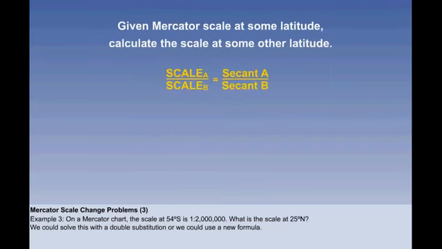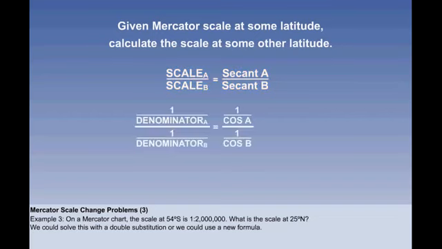The basic relationship is that scale at latitude A over scale at latitude B equals secant A over secant B. However, scale, or representative fraction, is 1 over denominator, and secant is 1 over cos. With a little rearrangement, we get denominator A over denominator B equals cos A over cos B.